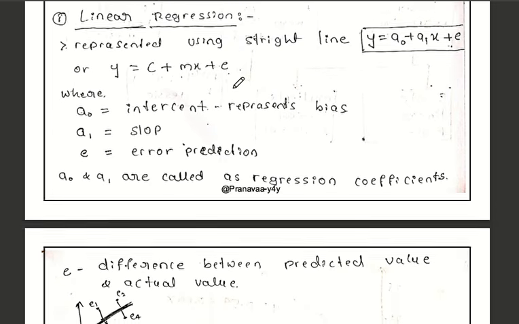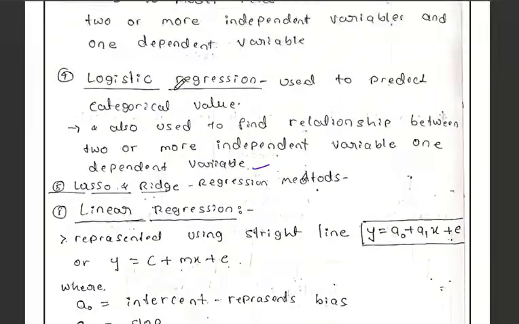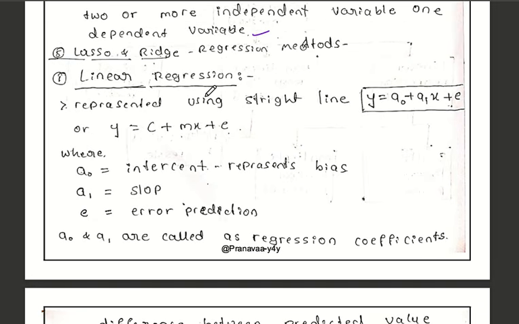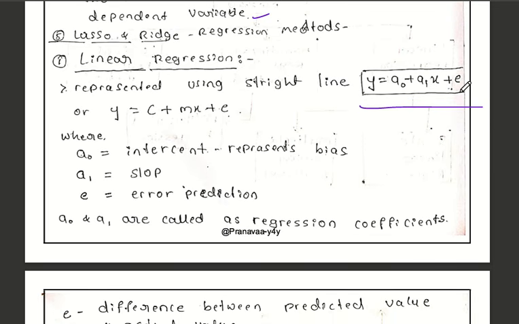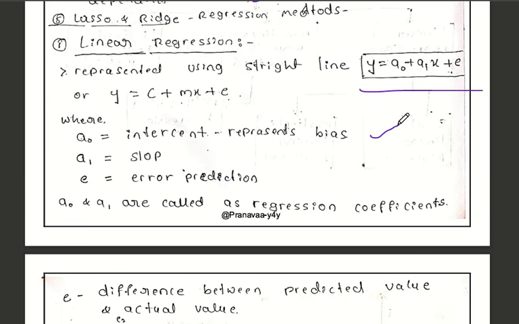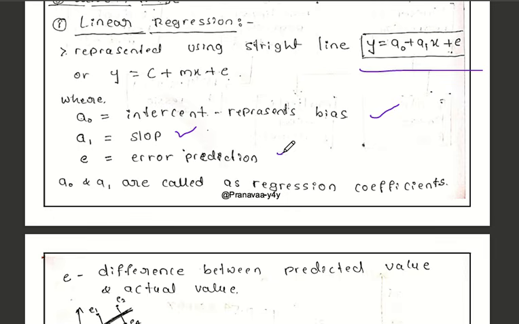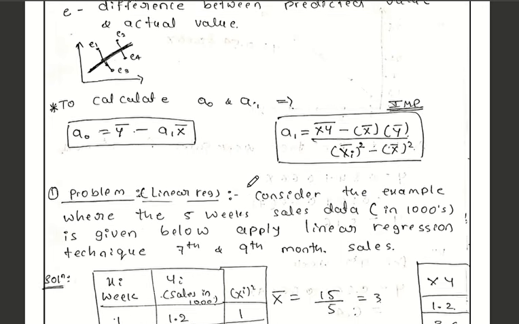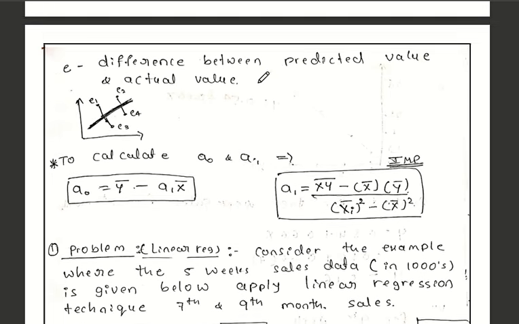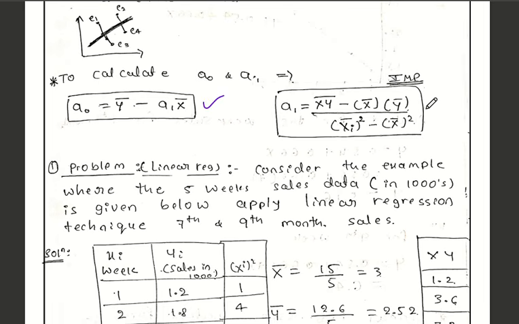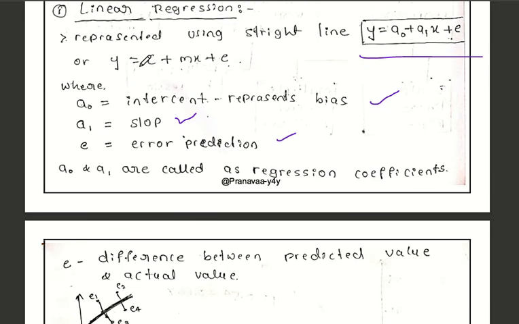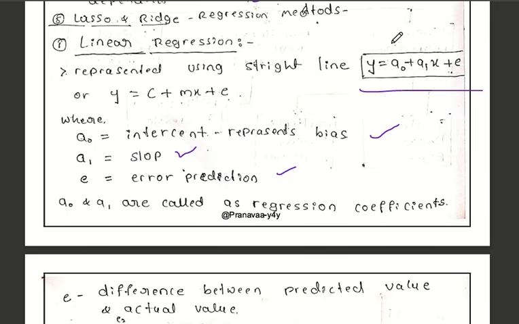Then linear regression, the first one. Here a problem is there. Linear regression is represented like this: y equals a naught plus a1 x plus e, where a naught is the intercept representing bias, a1 is the slope, and e is the prediction error. As I already told you, you need to find a naught and a1, then apply them in this linear equation.